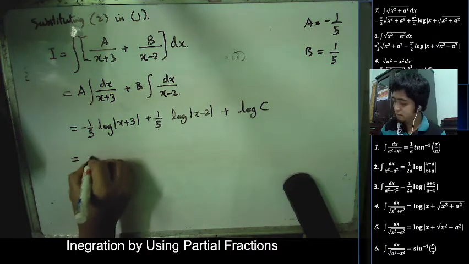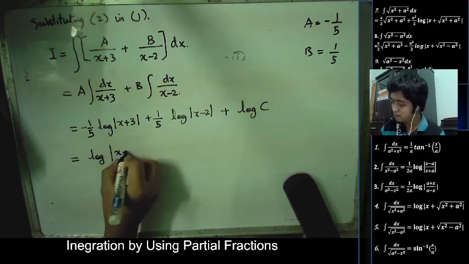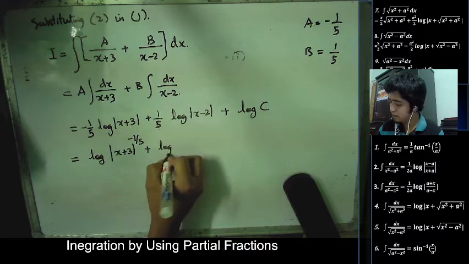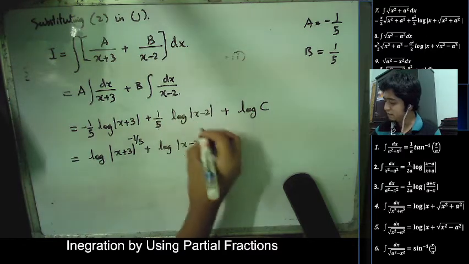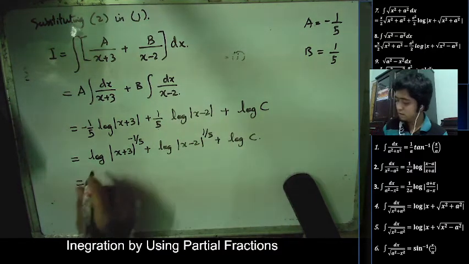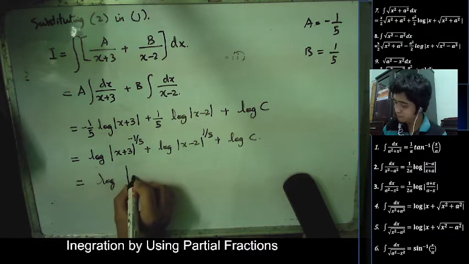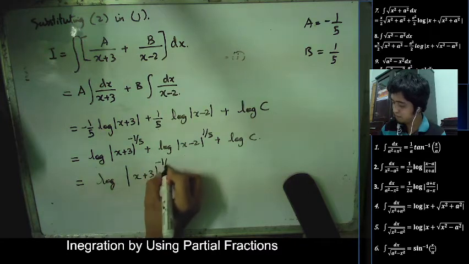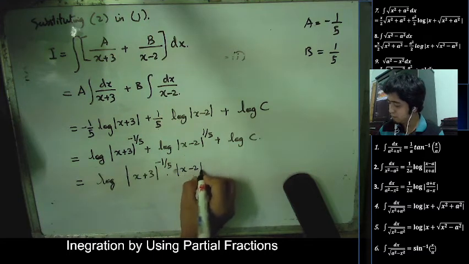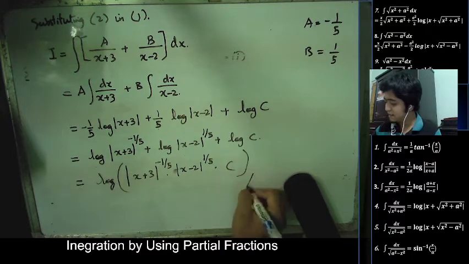Okay, now what I will do, I will write log, then put this power over there, (x plus 3) power minus 1 by 5, minus 1 by 5 log (x minus 2). Okay, properties of logarithm, plus log c. Log a plus log b plus log c will be log (x plus 3) power minus 1 by 5 times (x minus 2) power 1 by 5 into c. Okay, so this is the final answer.